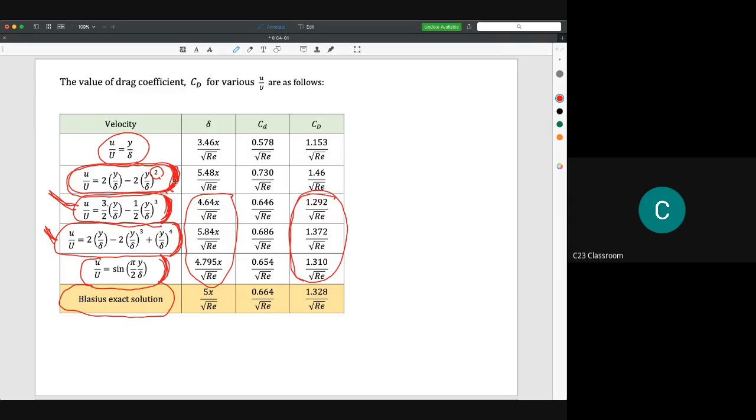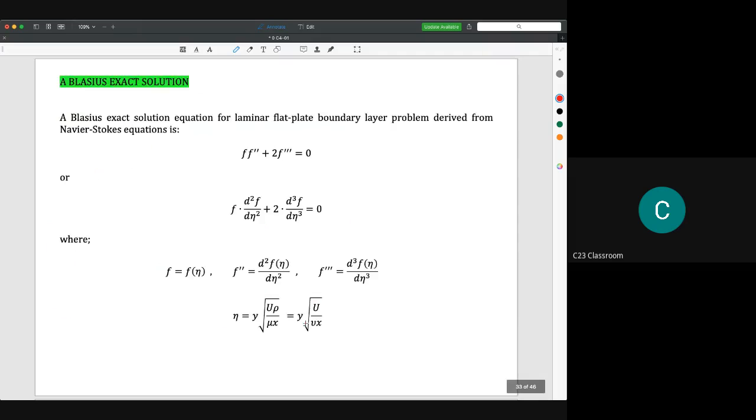So now next, I'm going to show you about the Blasius solution. So what is the Blasius solution? So from Blasius solution, we get delta here. So we have the local drag coefficient here, and this is the drag coefficient. Okay. So the Blasius solution is actually the solution that is derived from the Navier-Stokes equation, but I'm not going to show you the derivation. It's very long. So I think it's okay not to show that.